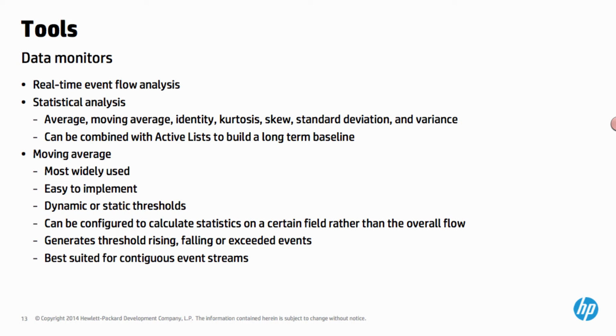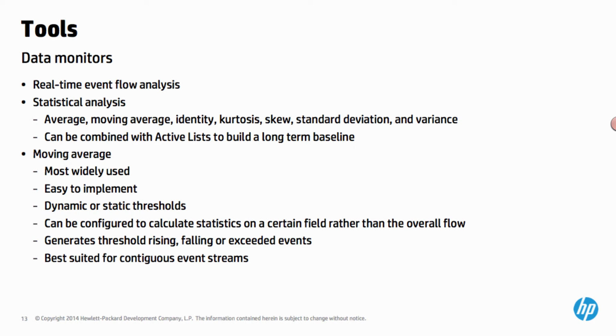So we can do things like creating average, moving average, kurtosis, skew, and standard deviation, or even variance models within that. And we can use the data that it's creating to combine with active lists to create long-term baselines. The point here is that very simply, we can have multiple data monitors plugged in and filling that with statistical data, and then we use those to trigger other actions within the system.